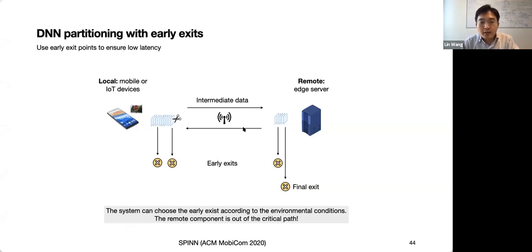This way, the remote component is sort of out of the critical path. If you have a very bad network connection, you probably don't want to reach the server at all. Then you can choose the exit point on the local device side so that you can have a really real-time response, right?